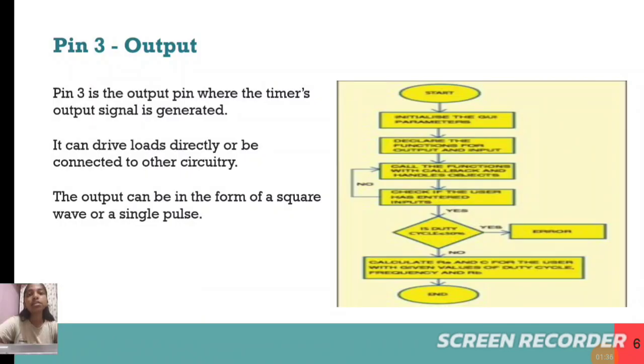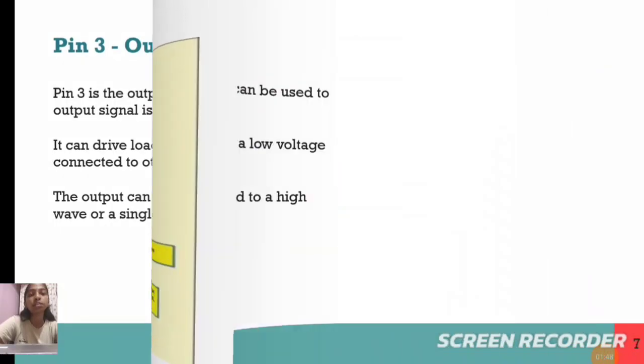And pin 3 is the output pin, where the timer's output signal is generated. It can drive loads directly or be connected to other circuitry. The output can be in the form of a square wave or a single pulse.